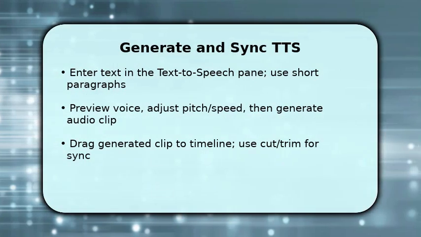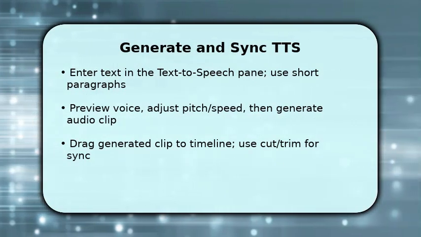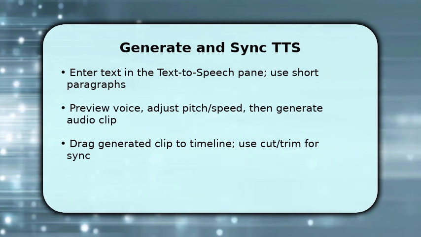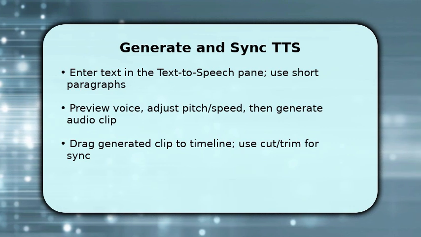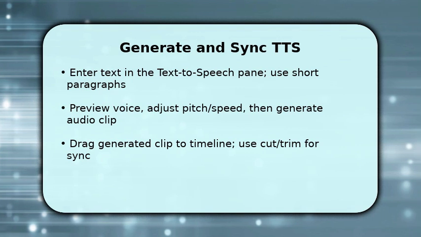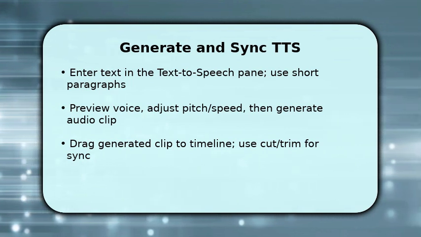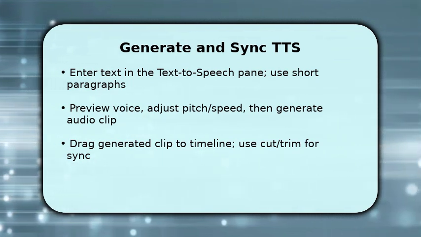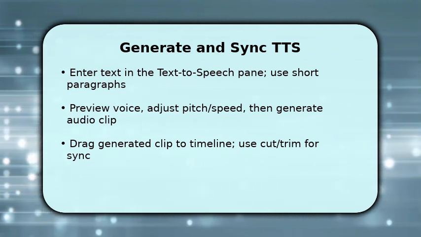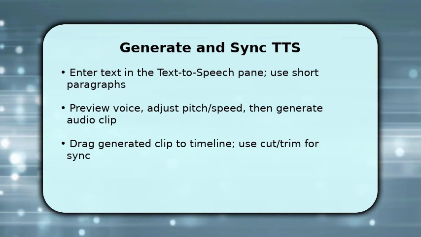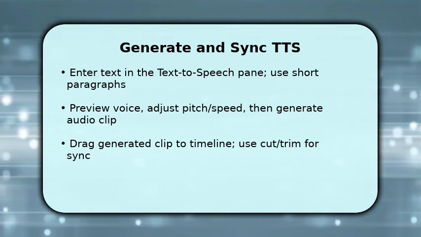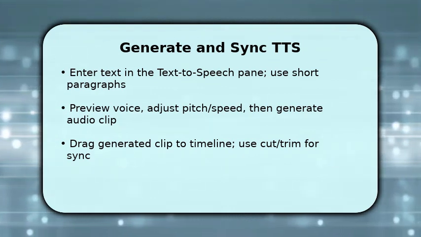Now input the text you want spoken into the text-to-speech panel, breaking content into short lines for natural phrasing. Preview the voice so you can tweak pitch and speed. Previewing saves time versus full generation. Once satisfied, generate the TTS audio and locate the clip in your media bin. Drag it to the timeline and align with visuals. Use cuts and trims to tighten timing. If a line drags, shorten text or speed up slightly to preserve natural cadence and match visuals.